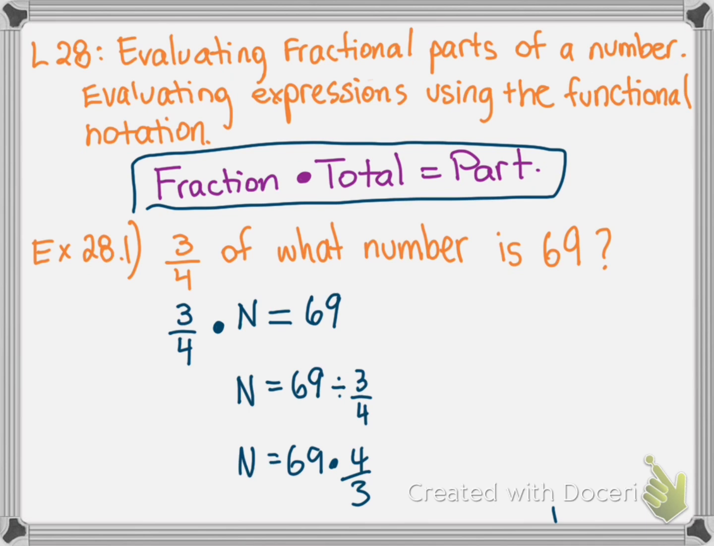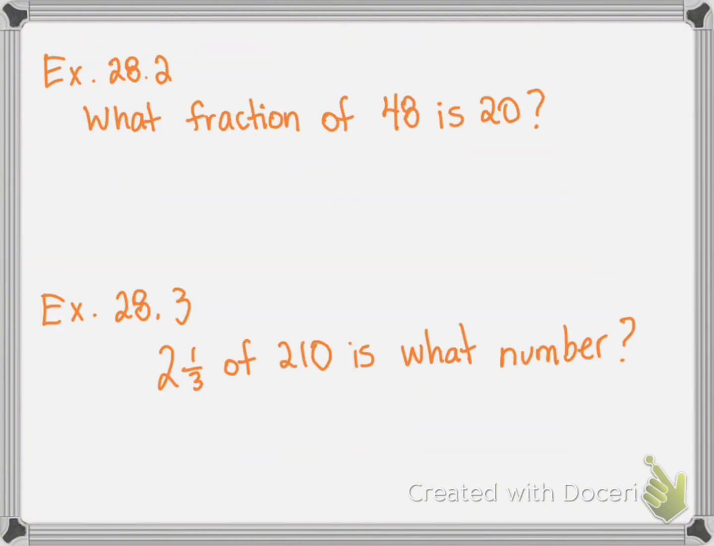And then remember that to simplify that, I can first reduce and then multiply. So I can reduce here the 3 by 3, which is 1, and 69 by 3, which is 23. And so all we have to do is multiply 23 times 4, which is 92. In the next example, we also have to translate. So what we don't know is the fraction, so we're going to use f as our unknown, the variable that we want to find, of multiplication 48 is equals 20.